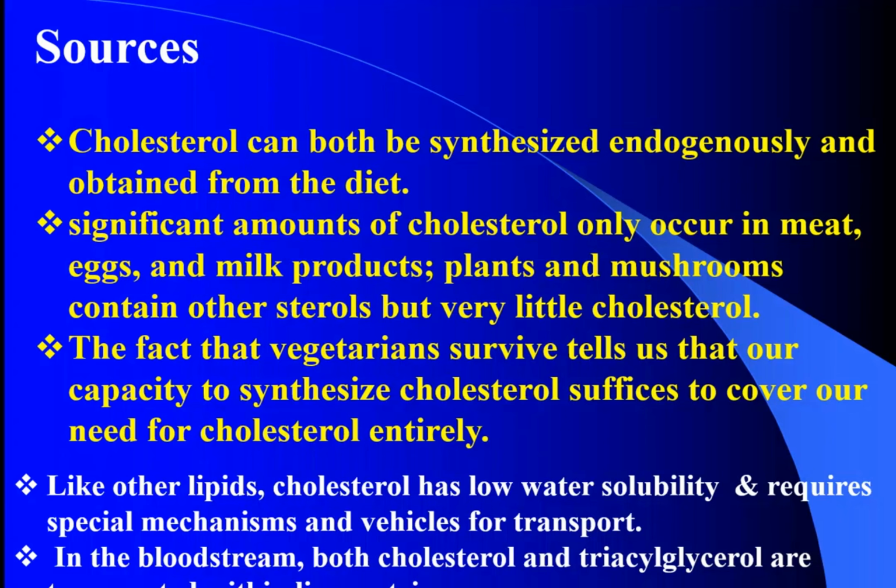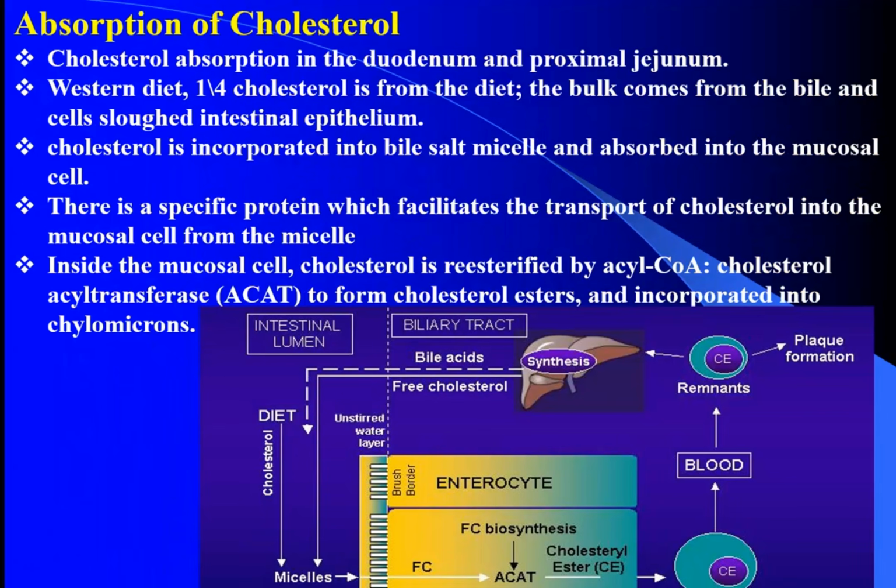Actually, cholesterol can be both synthesized endogenously and obtained from the diet exogenously. Significant amounts of cholesterol only occur in meat, egg, and milk products, while plants and mushrooms contain other sterols, but very little cholesterol. The fact that vegetarians survive tells us that our capacity to synthesize cholesterol suffices to cover our need for cholesterol entirely. Like the other lipids, cholesterol has low water solubility and requires special mechanisms and vehicles for transport.